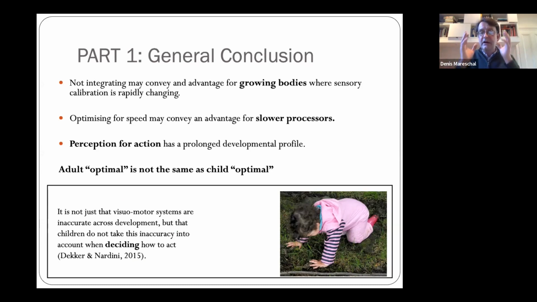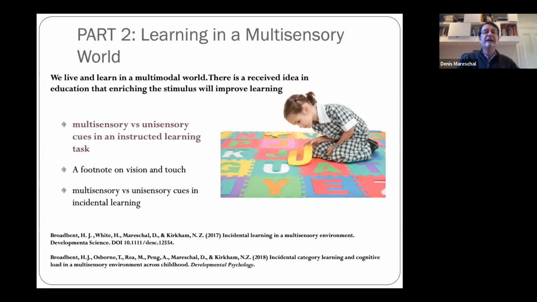We have this tendency to think, oh, well, by 3, yes, in infants, perception is developing, but by 3 or 4, everything's finished. Well, no, it keeps going, subtly developing well into almost adolescence. And the key here is to understand that adult optimal is not the same as child optimal. So when we're talking about optimal information seeking or optimal information use, it may be different in children than in adults.